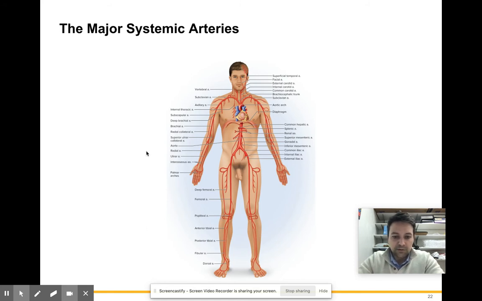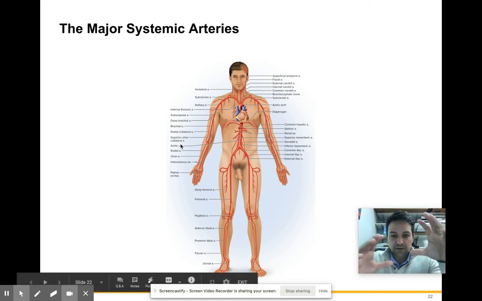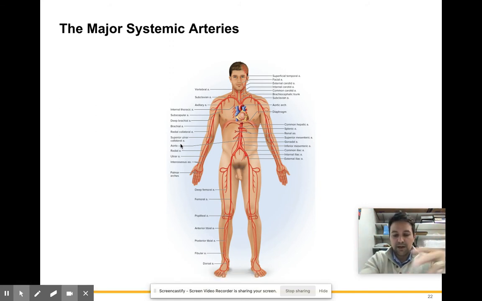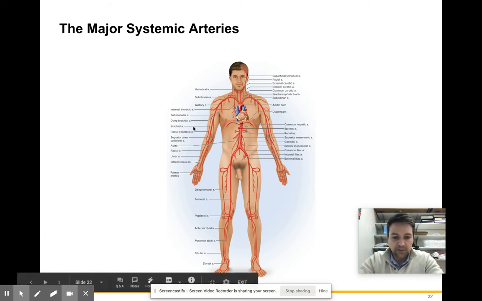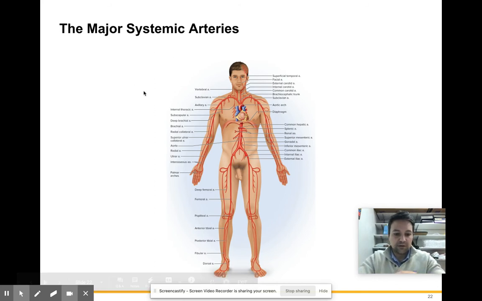We're going to actually go through them all in segments. So we're going to go through the head and neck. We'll go through the arms. We'll go through the thorax and the legs separately, instead of me trying to circle tiny little things on here. Let me see if this will work. It will work. Okay, good. So I'll be able to write on here, I think.